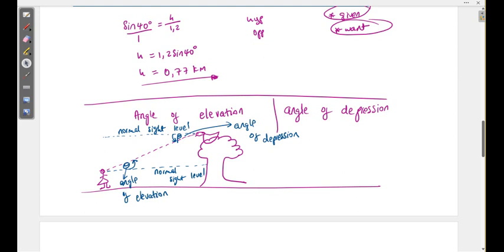Now you must know that those angles, good people, they are always equal. Theta will be equal to beta. Why? Because they are actually alternating angles, because the normal sight levels are parallel to each other. So that is the angle of elevation and the angle of depression. I hope that is clear, good people.